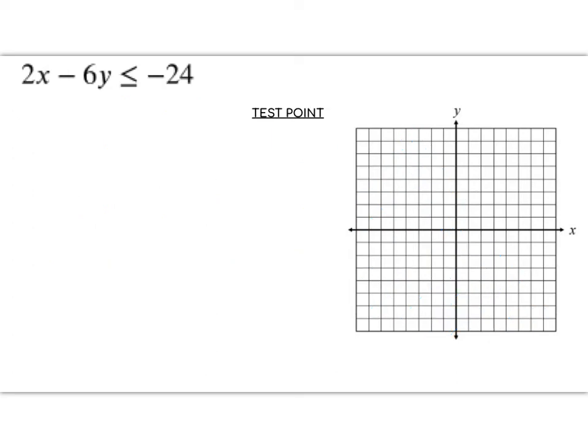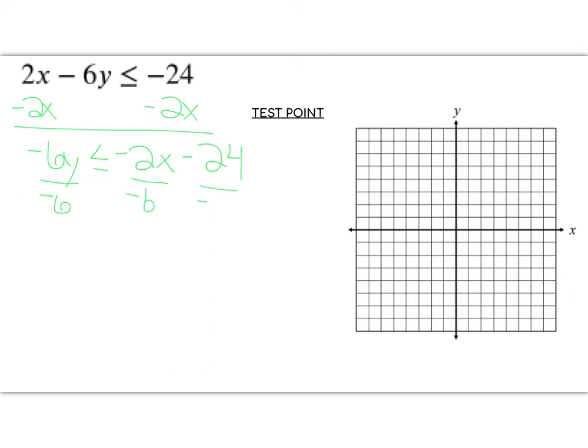This one is done the exact same way, but there's one thing we need to pay attention to. 2x minus 6y is less than or equal to negative 24. So the first thing I'm going to do is subtract 2x from both sides, and I get negative 6y is less than or equal to negative 2x minus 24. I'm going to divide everything by what? What am I dividing everything by? I'm dividing everything by negative 6.